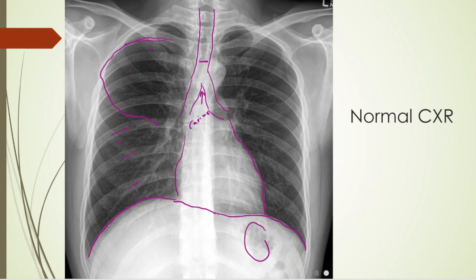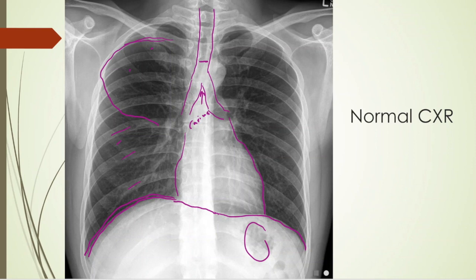If you see air in between the diaphragm, it might look something like that with a black space, and you see a nice diaphragm line, and that would be an indication of a pneumoperitoneum.